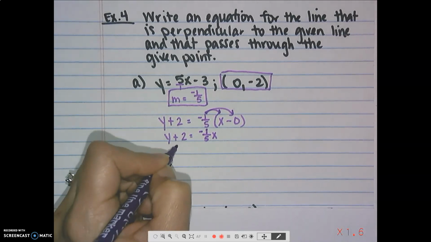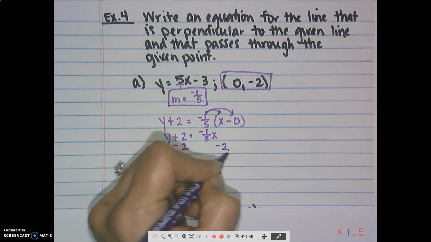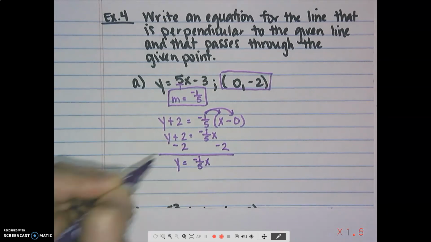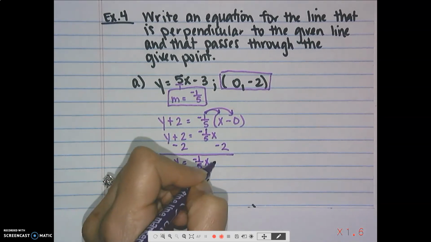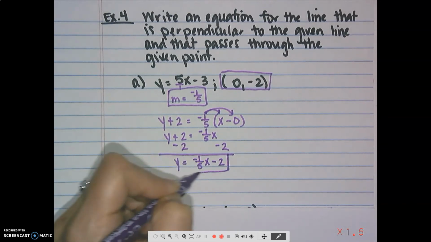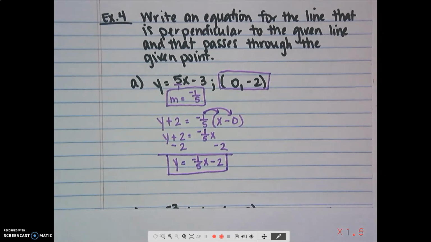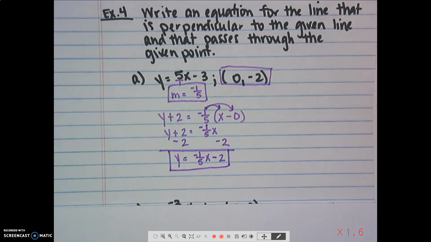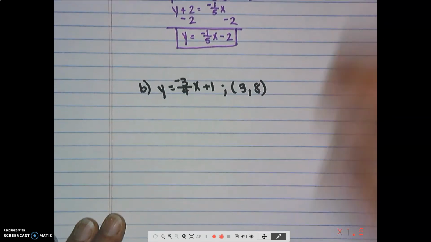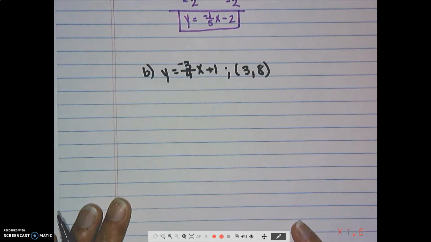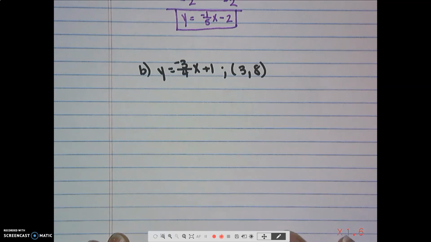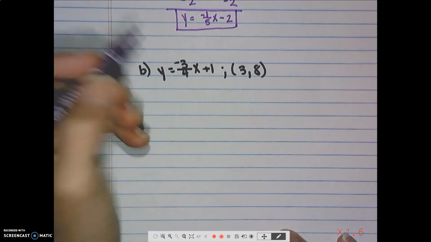We got to get y by itself first, so we're going to subtract 2 from both sides. And that leaves us with y equals negative 1/5 x minus 2, since those two things are not like terms. So that's our final answer there. So let's practice one more of those. We're given the equation y equals negative 3/4 x plus 1 and the point (3, 8). And we're going to go through the steps for this.